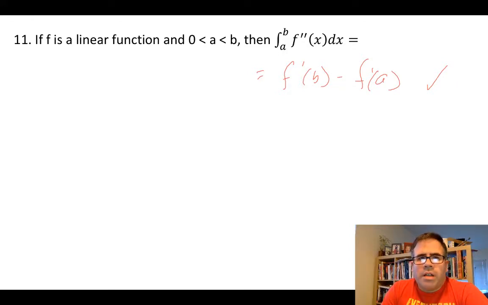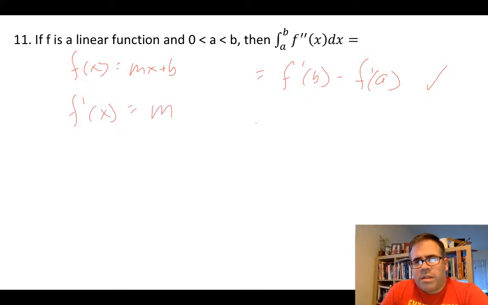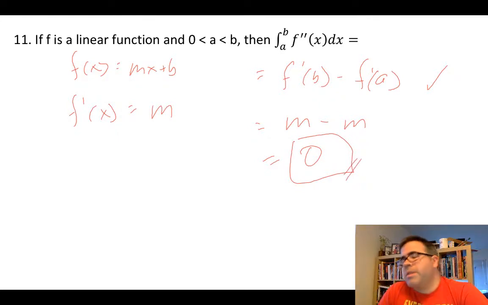So f of x, we can just say that's mx plus b. If f is a linear function, then f prime is just equal to m. So this equals m minus m, because it doesn't matter whether you're at b or a, f prime is always the same. That is equal to 0, which is the more specific answer I was looking for.